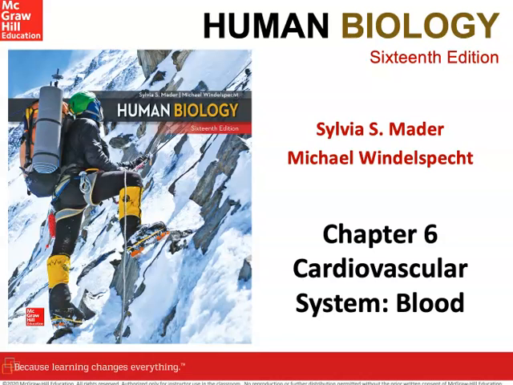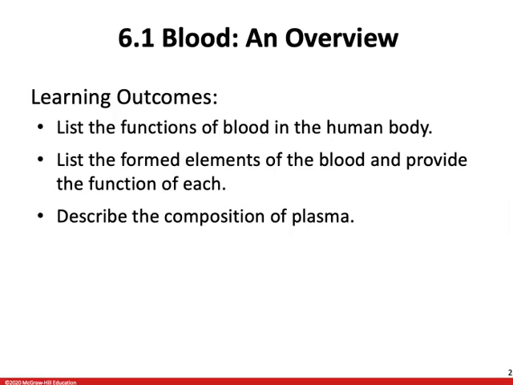Chapter 6, the cardiovascular system, specifically focus on blood. In this section, specifically 6.1, we're going to just do an overview of blood and its role in the human body.